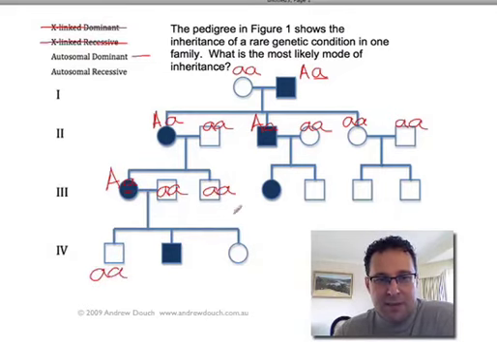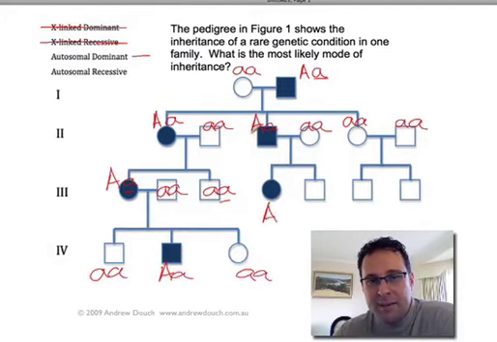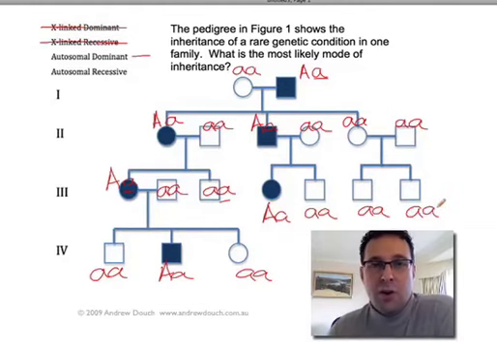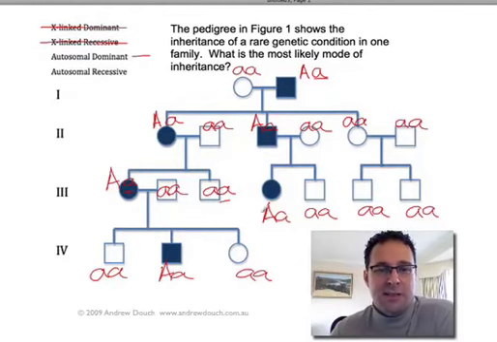You get a little a from there and a little a from there, or a big A from here and a little a from there. That all works out fine. Same deal here. Big A from here and a little a from there, little a and little a. That works out. And this couple here, who are both homozygous, of course, can only have children who are also homozygous for the recessive trait.